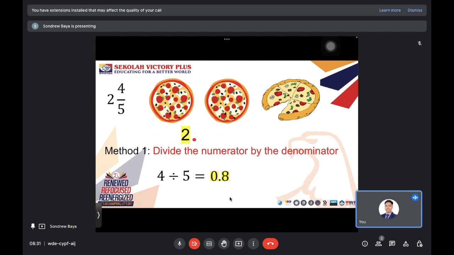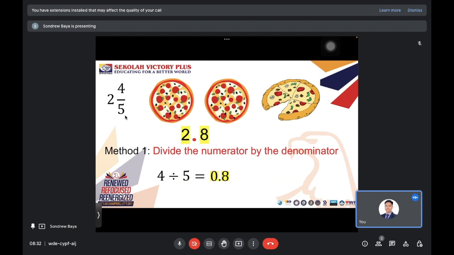So basically 4 divided by 5 is just 0.8. Therefore, the decimal part here is the 0.8. So we can now complete converting 2 and 4/5 into its equivalent decimal, which is just equal to 2.8. And that's how we do the first method. Alright, you can pause this video and take down notes, or you can replay if there are things which you were not able to get clearly.